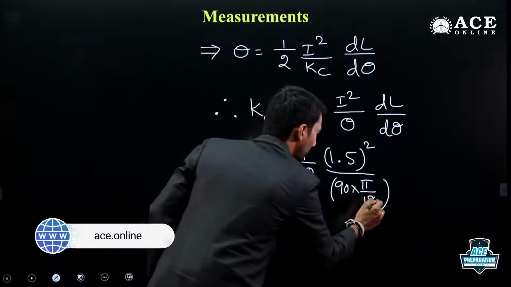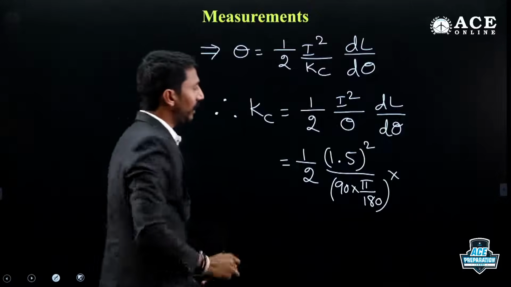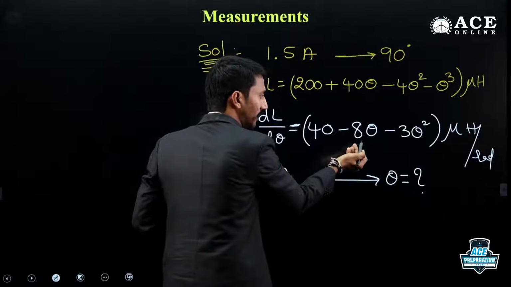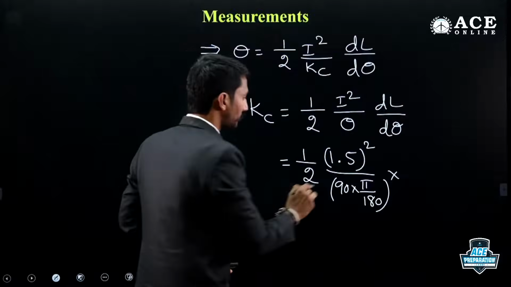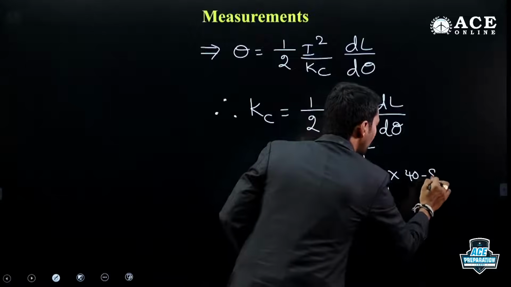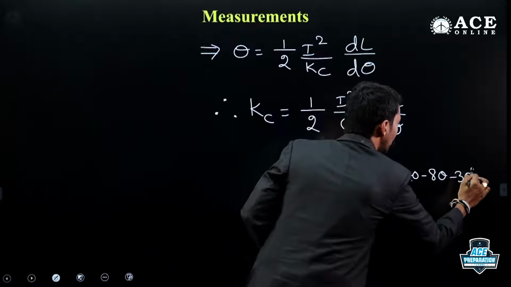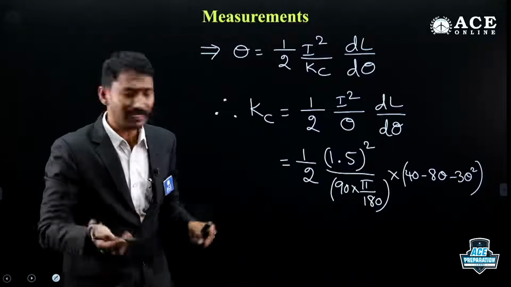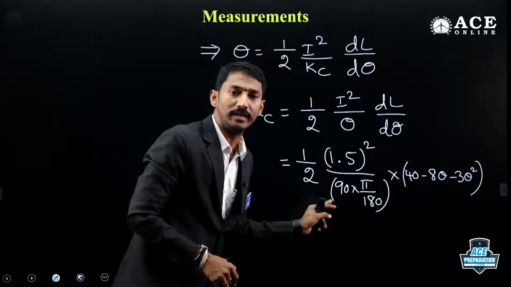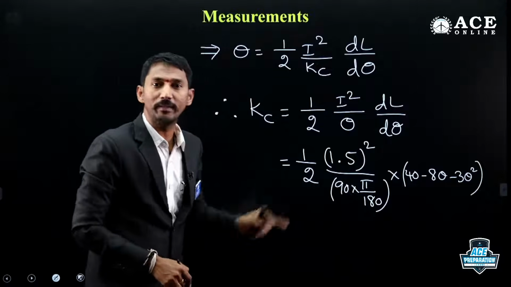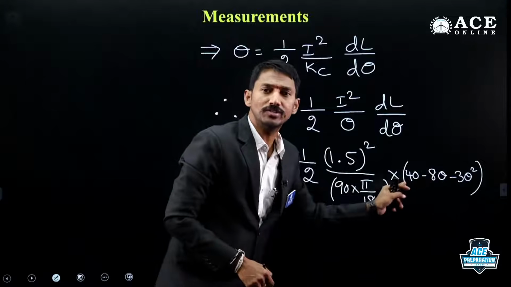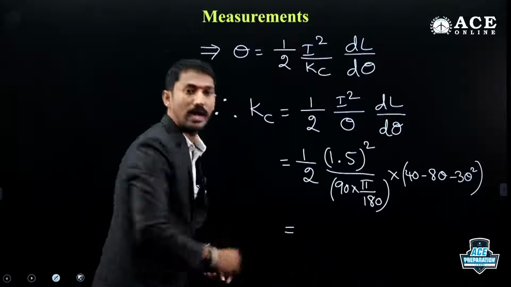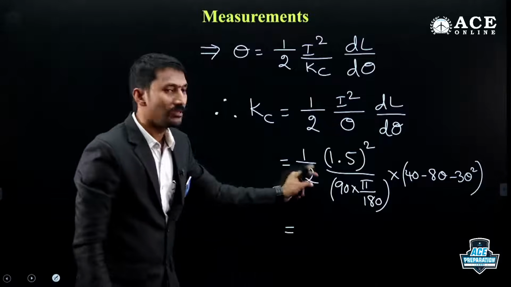Clear? Right. Into, what is dL by d theta? The dL by d theta value is 40 minus 8 theta minus 3 theta squared. But sir, what should be the value of theta? The theta value should be 90 into pi by 180, that is pi by 2. You need to substitute the values over here, and if you substitute, you are going to have the corresponding Kc value.